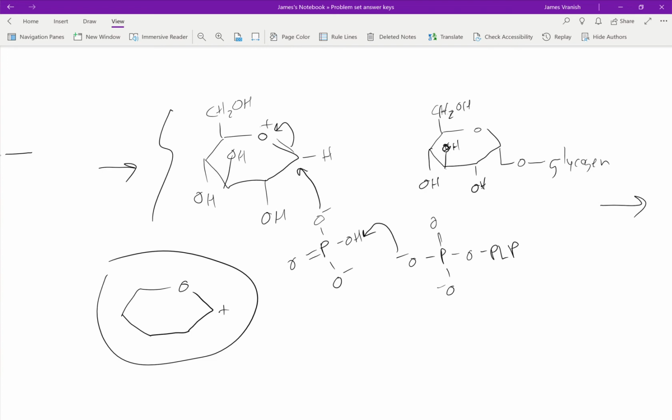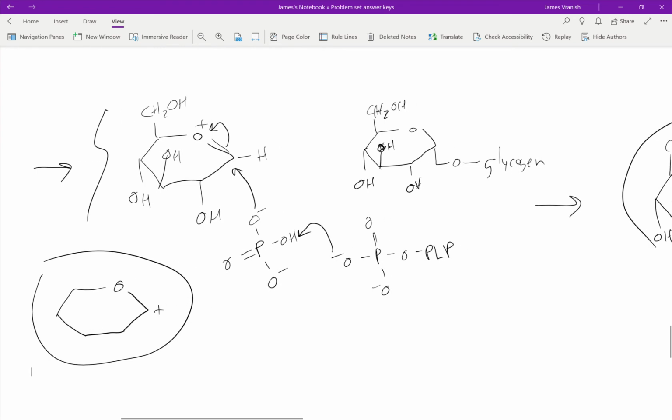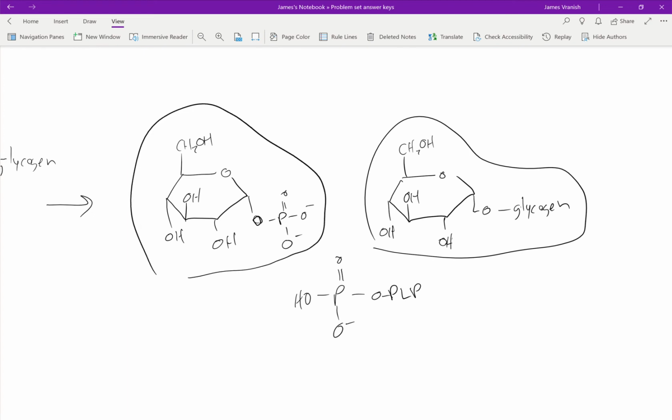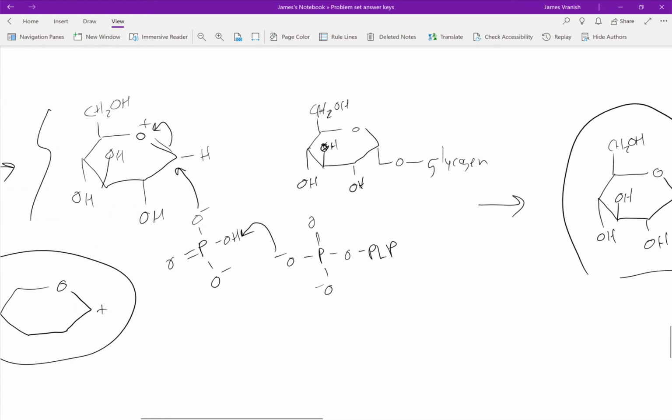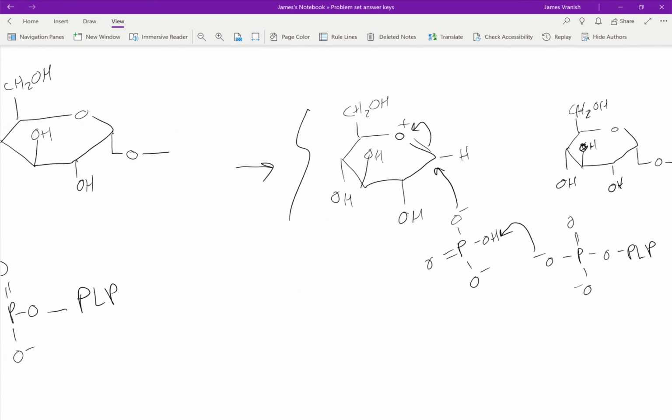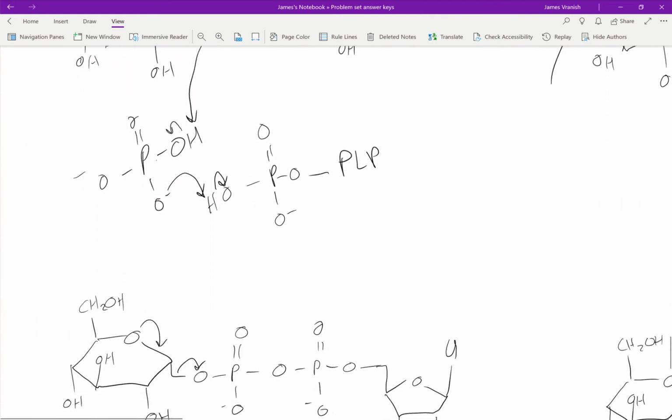Once you do that nucleophilic attack, this phosphorus is going to want to lose that proton to donate it back to the PLP cofactor, and it goes ahead and does so. The result is we have our glucose 1-phosphate here, and on the right we have our glycogen with a new non-reducing end. Let me erase some of the stuff here, and then we'll go down here and look at the mechanism of glycogen synthase.